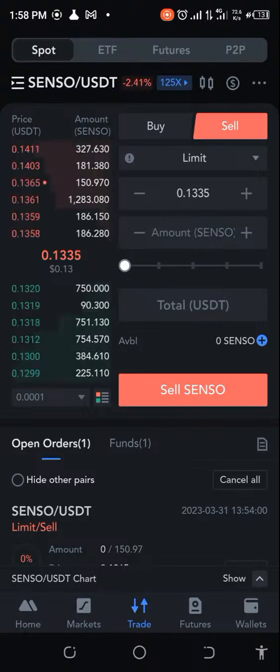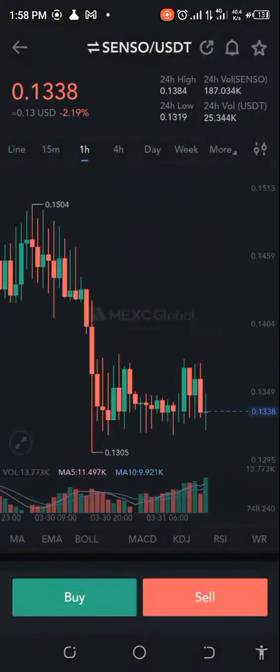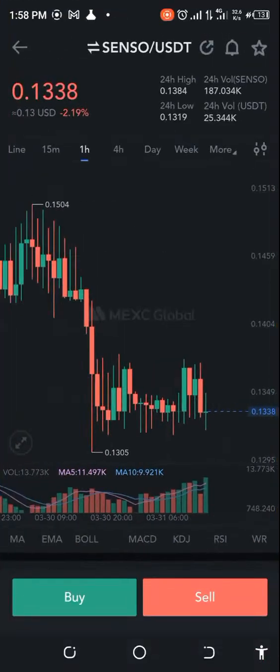Currently, I'm back in here just trying to check. I'm back in Senso USDT to see whether there is any hope for it to rise up. It looks like it's on a green candle, so we're hoping that this would move up higher. But anyways, I'll give you the results. Let's see how it goes.